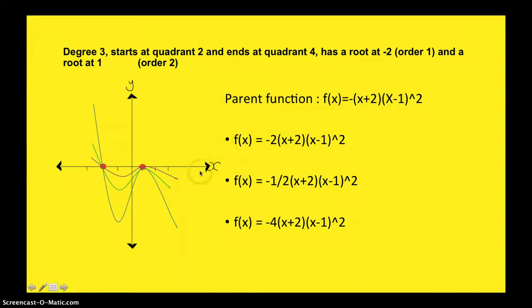So the parent function is the main function, and the leading coefficient changes how the graph looks. The points on the x-axis will still be the same, but the y-axis changes.